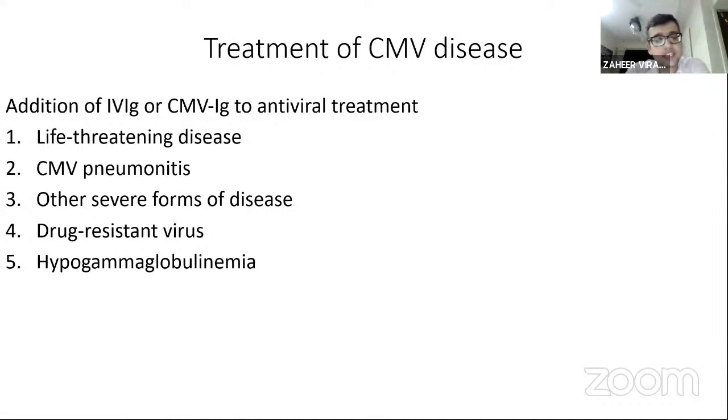There have been instances where IVIG has been used, and CMV specific IVIG has been used. Again, I am unaware of any center in our country which has CMV specific IVIG. This IVIG was used in life-threatening cases, CMV pneumonitis, other severe forms of disease, drug-resistant virus, and hypogammaglobulinemia. It is an adjunct to the antiviral therapy. It is not a substitute for the antiviral therapy, and it has to be used on a case-to-case basis.